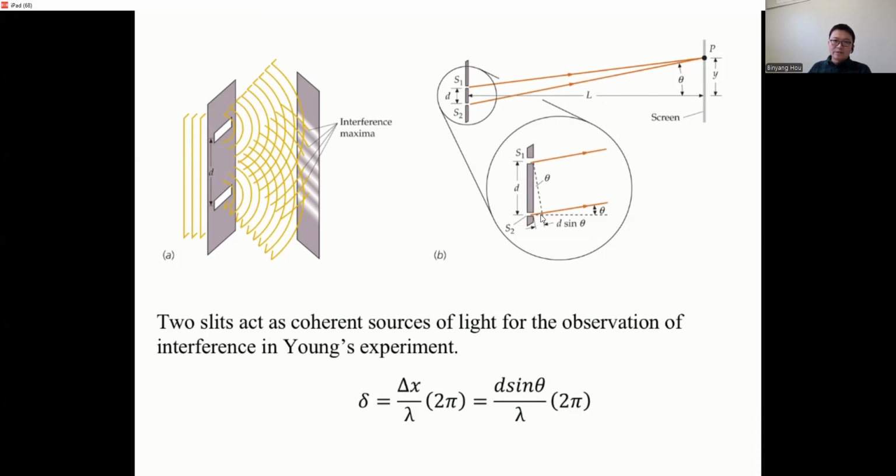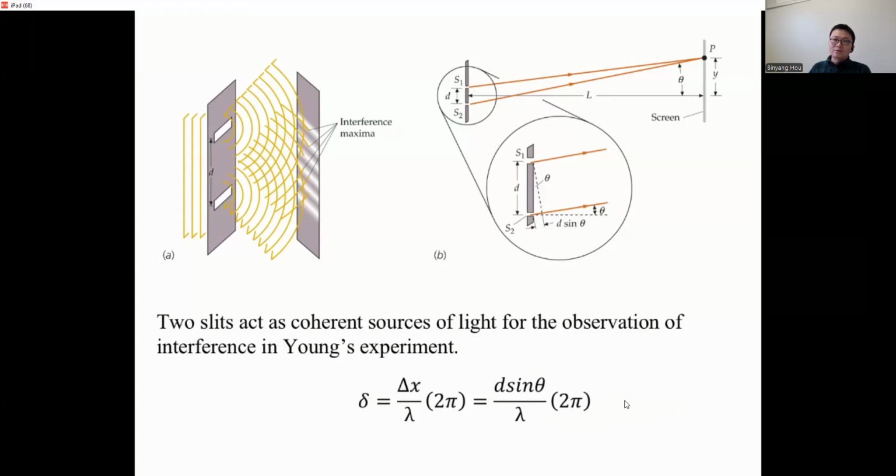So the only difference is just this small portion. If we zoom in here, this small portion of the ray on the bottom is the path difference, and that's d times sine theta, because this is the hypotenuse and this is approximately a right angle. So that's your delta x. It goes into the equation here: d sine theta over lambda times 2 pi. And if that equals multiples of 2 pi, you get constructive interference where you'll see bright fringes.